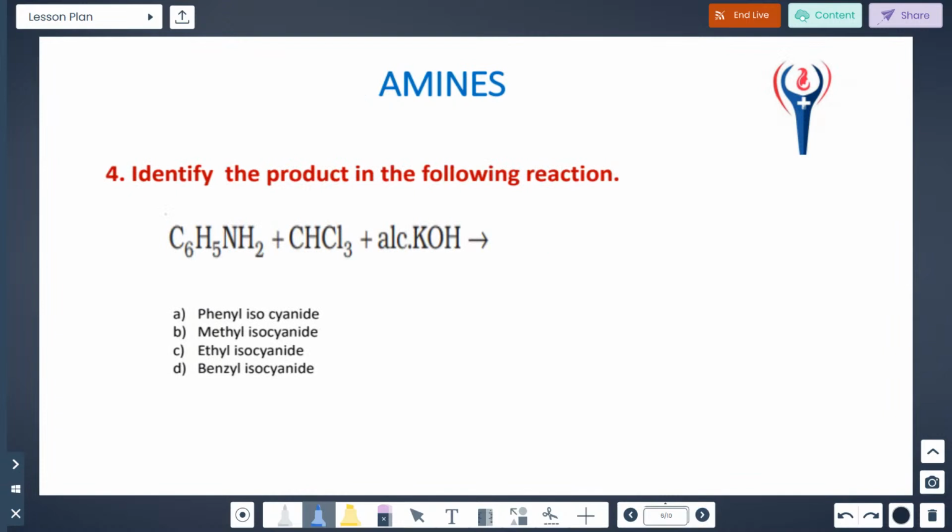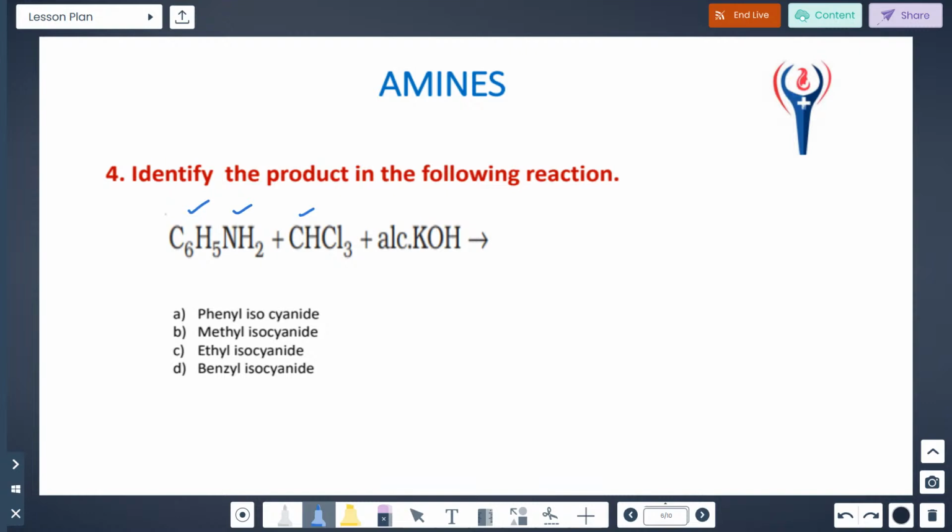Identify the product in the following reaction. Simple. Very simply I asked. So you know that C6H5NH2 is a primary aromatic amine. Then chloroform, alcoholic KOH. This is nothing but what? Carbylamine reaction. This is called carbylamine reaction. In carbylamine, what do we get? We get isocyanide. So C6H5NC. This is the product. Just remember like that.